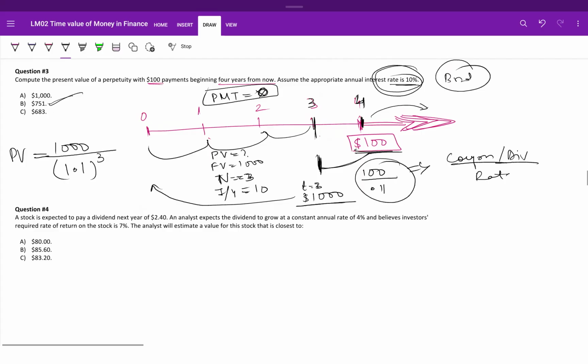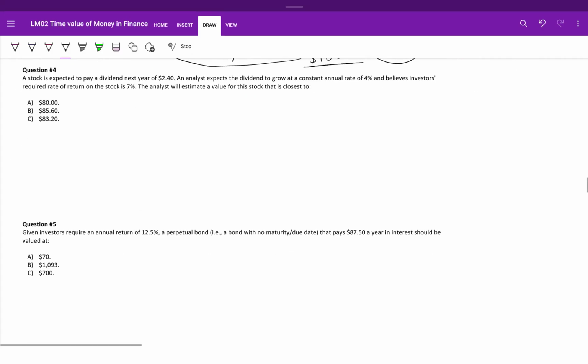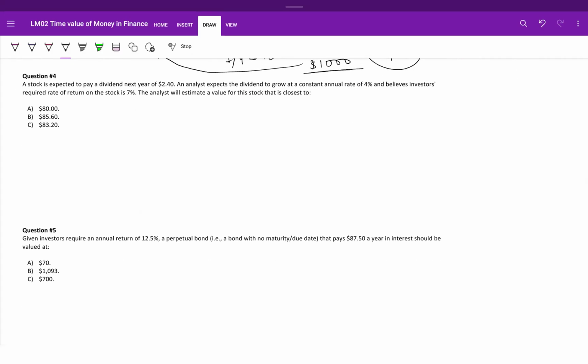Okay, next question is, a stock is expected to pay a dividend next year. So next year the dividend is going to be paid, at time zero, time one, time two, time three. The analyst expects the dividend to grow at a constant annual rate of 4% and believes investors require a rate of return of 7%, growth is 4%, and this is a simple Gordon growth formula, dividend discount model.